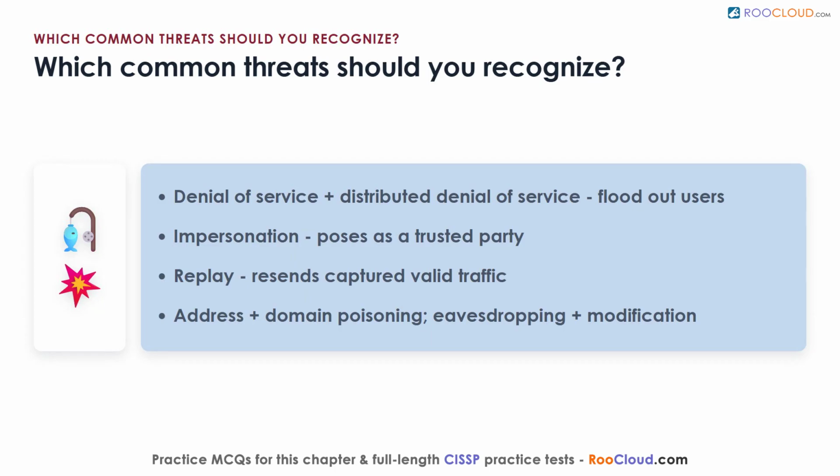Impersonation pretends to be a trusted party. Replay captures valid traffic and sends it again to trick a system. Address resolution and domain name poisoning corrupt the lookups that steer traffic, quietly redirecting it. And eavesdropping and transmission modification target the data in transit directly. Picture a busy postal route where messages can be blocked, forged, rerouted, copied, or rewritten. Every one of these has a countermeasure, which is exactly the point.